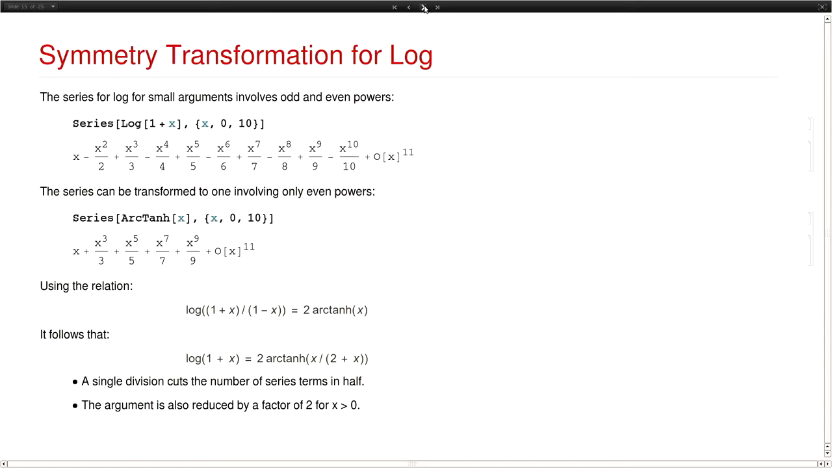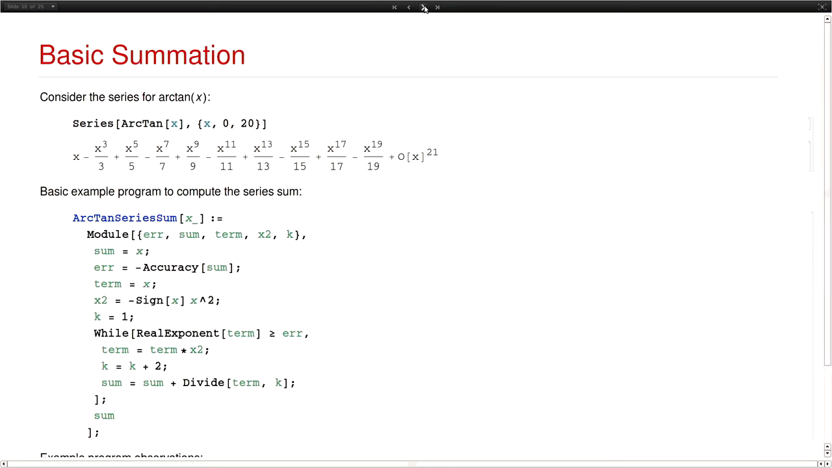It's a pretty neat trick. Using this identity here, we have a relationship between the logarithm and the arctangent. And here I have a series for the logarithm near 1, and I can use this series for the arctanh, which is only involving odd powers. Okay, so these are tricks to reduce the size and number of terms that you need to evaluate. But at the end of the day, I still need to evaluate some series.